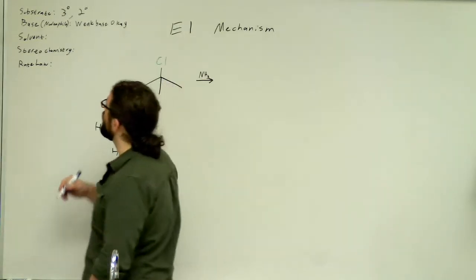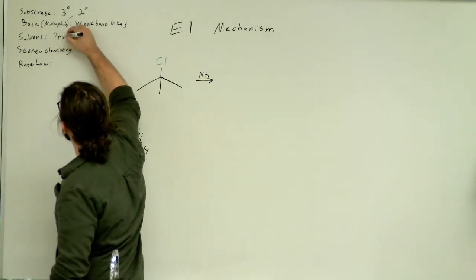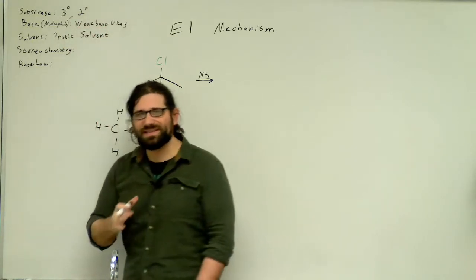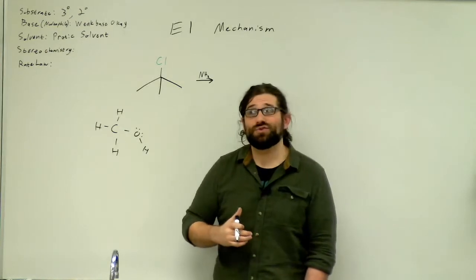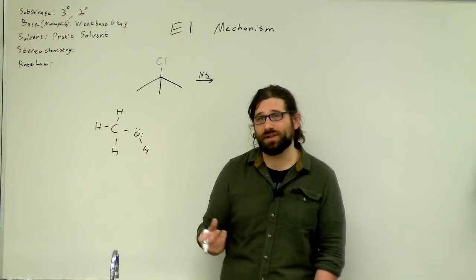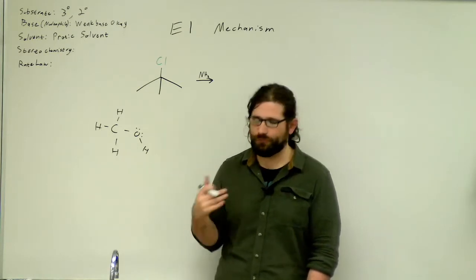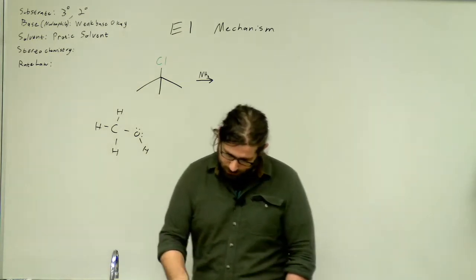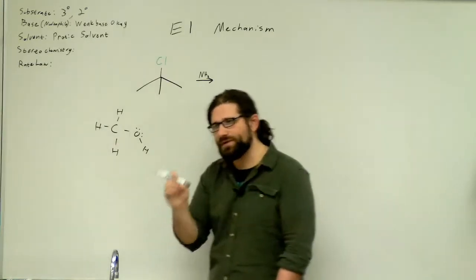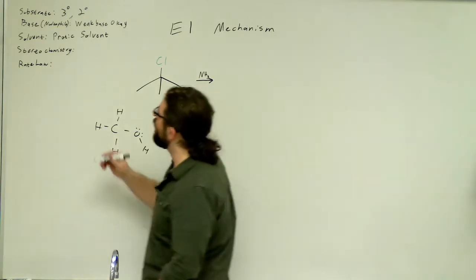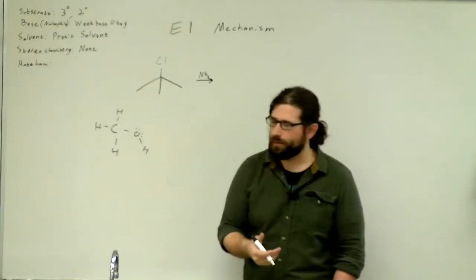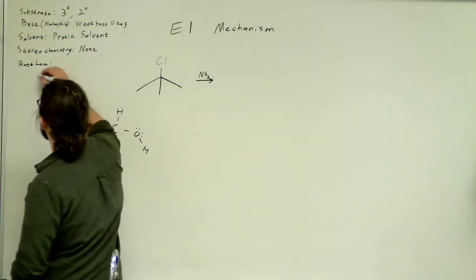So next, we have solvent. For this to work, we need a protic solvent. We need some hydrogen binding to keep things orderly. We need that extra stability that's going to come from that intermolecular force. Next, we have no stereochemistry requirements. Where the E2 had a very specific requirement, there are none for the E1. And finally, the rate law. The rate law is going to be first order overall.